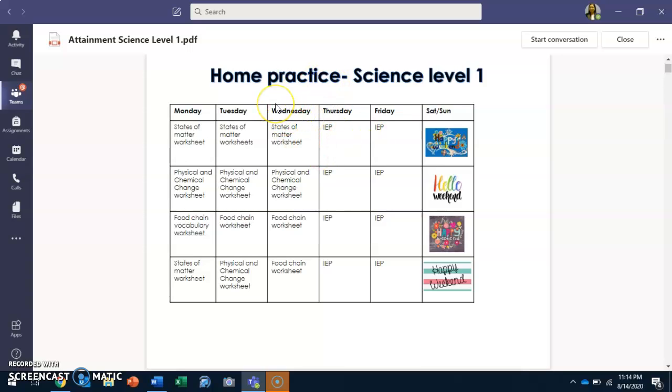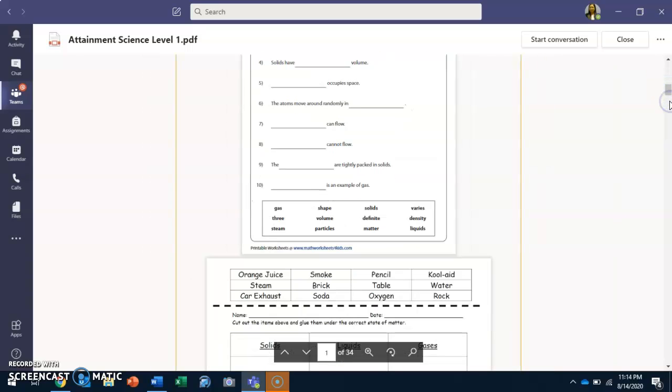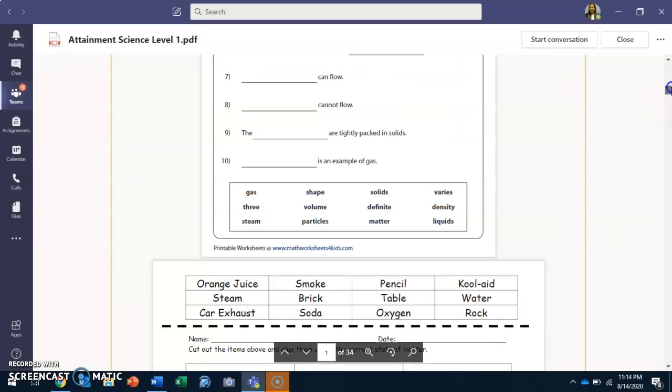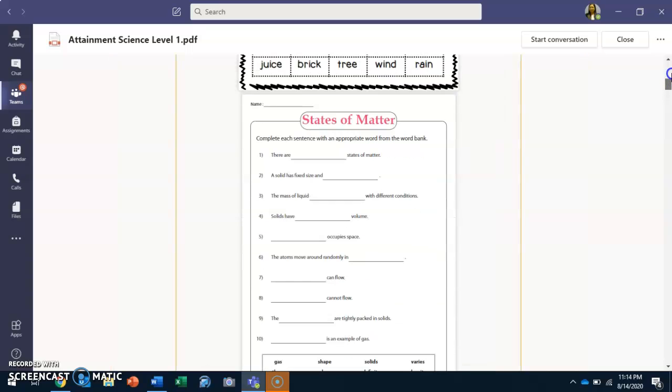So let's go ahead and take out our science packet. Go ahead and look at Wednesday's calendar, and we are going to be working on the States of Matter worksheet. First we will be working on this assignment. So let's do this worksheet. It says, complete each sentence with an appropriate word from the word bank. So, states of matter.